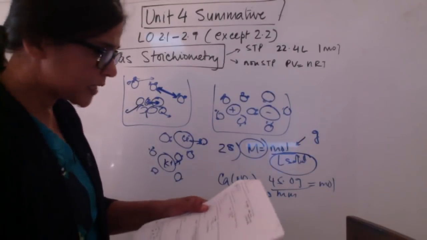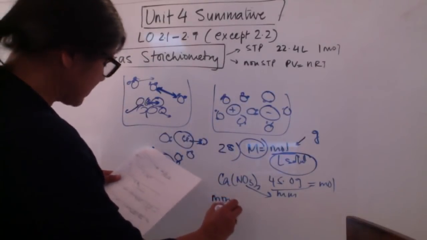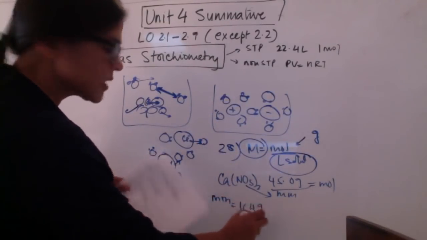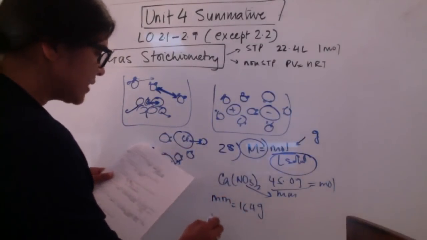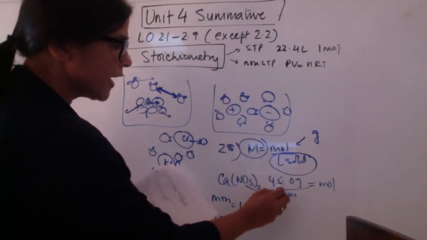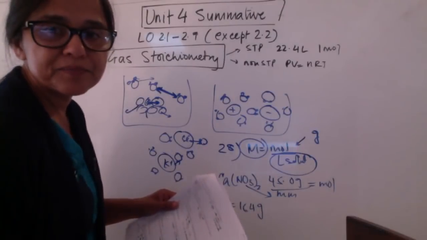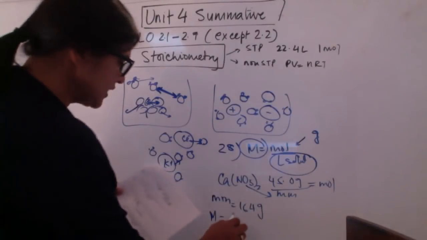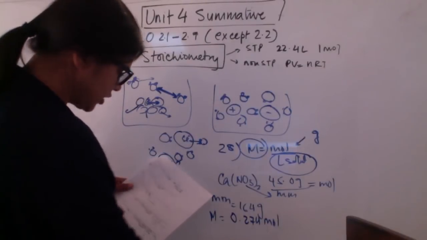Oh, a couple of you are getting that, okay? So what I have here is the molar mass is 164 grams. Is that what you're getting? Okay, perfect. Now, molarity will be moles. And how many moles is it? If you divide 45 by 164, how many moles are you getting? I show 0.274 in my calculations.